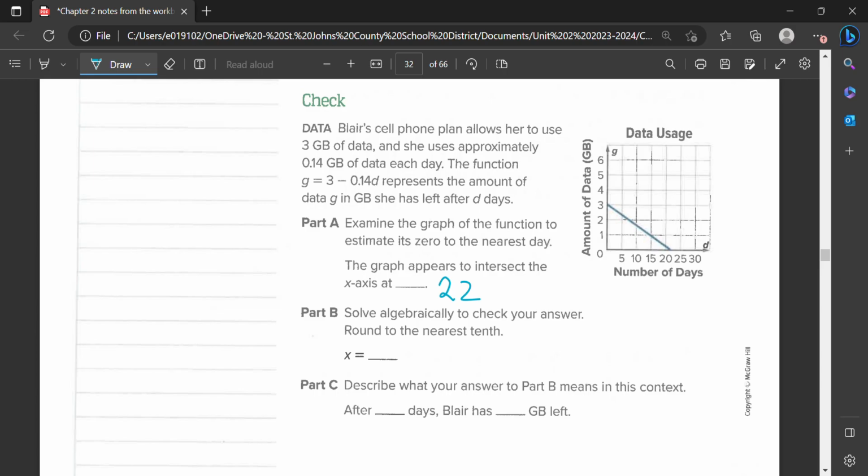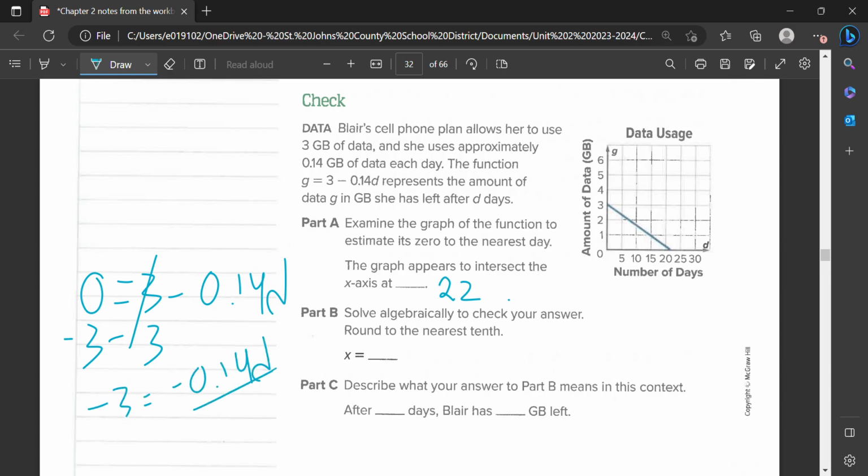But let's actually solve this, all right? So we're trying to solve when the amount of data is 0. And since g is the amount of data she has, we can set that equation equal to 0. Okay, so you set g equal to 0. So we subtract 3 from both sides, you get -3 equals -0.14d. And then divide by -0.14.